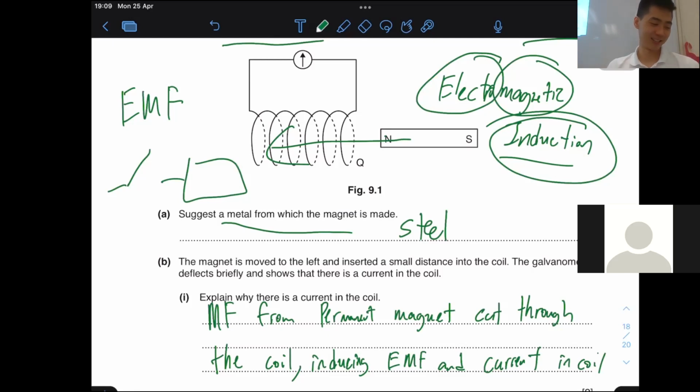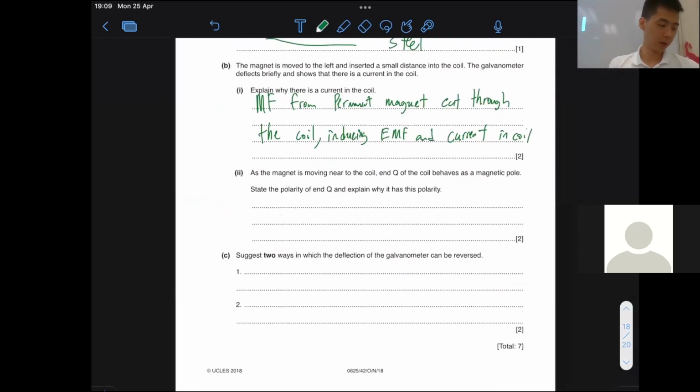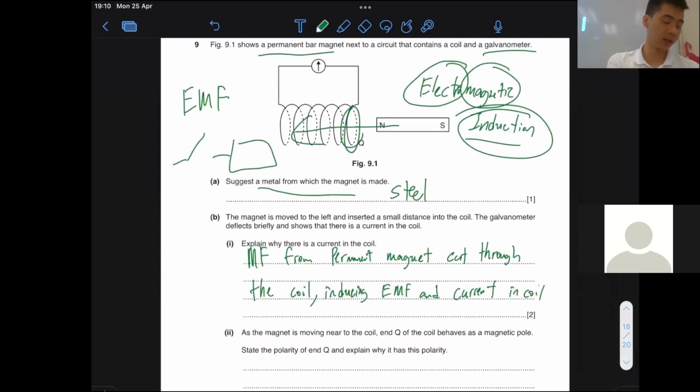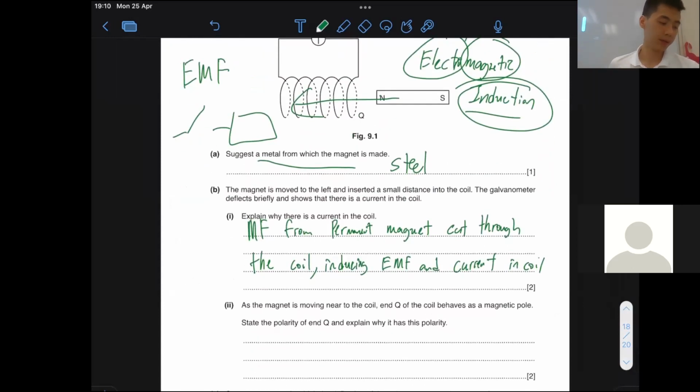Okay, and moving on to the next part. As the magnet moves near to the coil, NQ of the coil behaves like a magnetic pole. They say that this here starts to behave like a magnetic pole. State the polarity. What polarity will be at Q? N. Very good. Why? What law is this? You want to repel the magnet. Good. It's basically the Fan Gen rule all over again, right? You want to oppose the motion producing it.